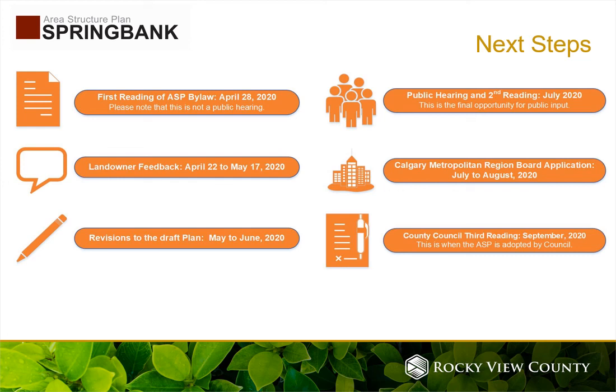If second reading is granted, the County will submit the application to the Calgary Metropolitan Region Board over the summer and proceed to third and final reading in September. This is when the plan would be adopted by Council.